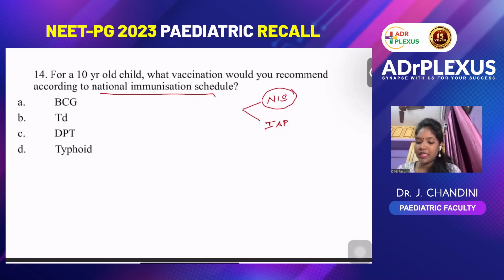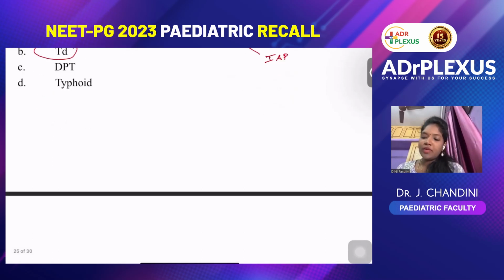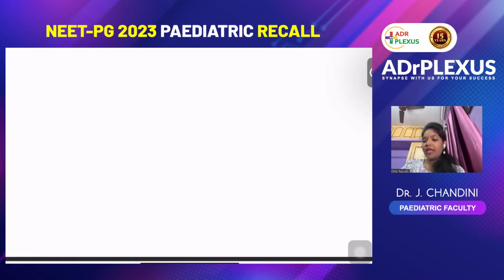Is it BCG? Is it TD? Is it DPT or typhoid? So the answer here is TD. What is TD? Tetanus and diphtheria. So now coming to National Immunization Schedule. Knowing National Immunization Schedule is very important. Okay. Now, at birth, what are the vaccines you give according to National Schedule? BCG, OPV 0 dose, then hepatitis B. So this is given at birth.